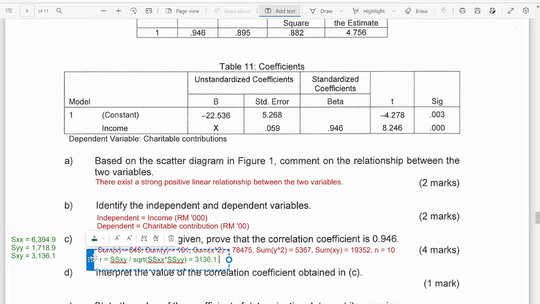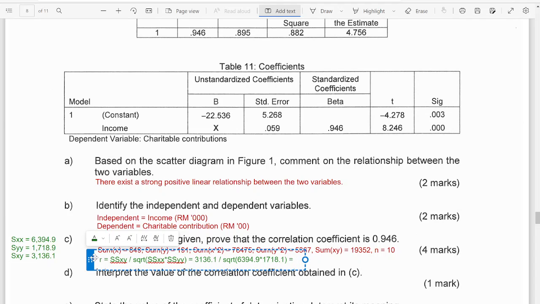Okay, so this gives you the value to be 3136.1 divided by the square root of 6394.9, and then multiply with, ataupun times, 1718.1. So kita kira yang ni, kita akan dapat jawapan dia.